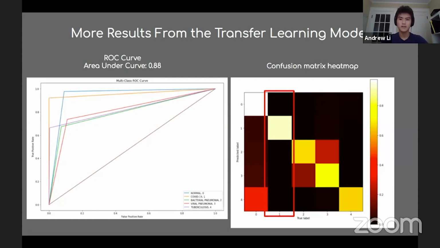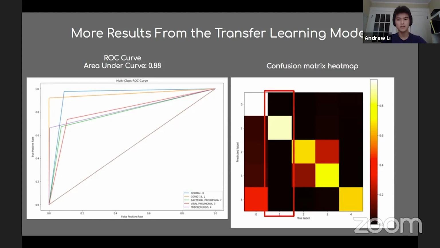Here are just 2 extra charts that represent the accuracy of the model. On the left, you can see the ROC curve plotting the true positive rate against the false positive rate. The metric we use is called the area under the curve, where a value of 1 is perfect, and is essentially a line shooting straight up and to the right. You can see the orange and blue lines represent normal and COVID X-ray classifications, and these lines are very close to an area under the curve of 1.0. Including all classes, the average area under the curve was 0.88.